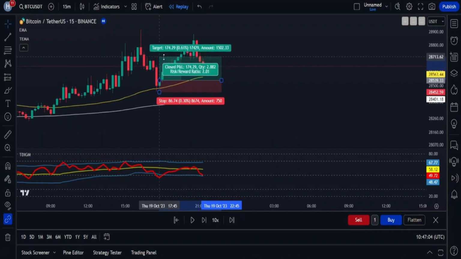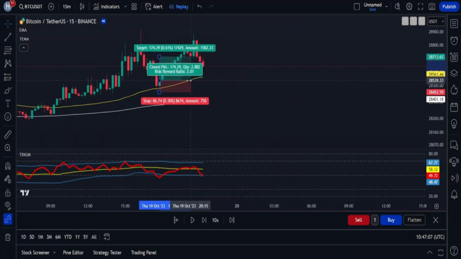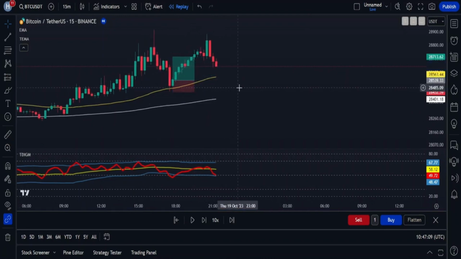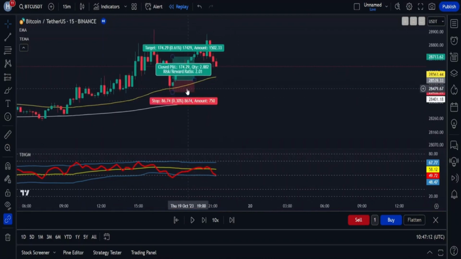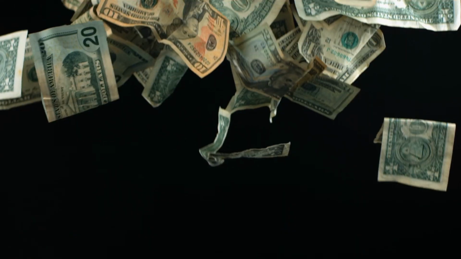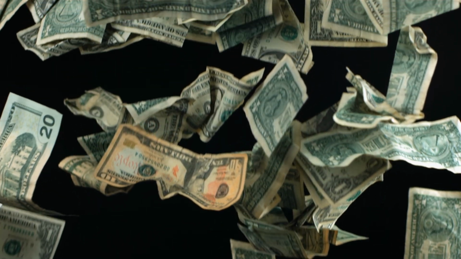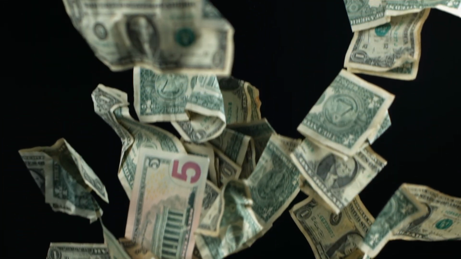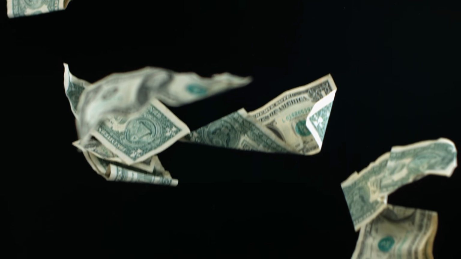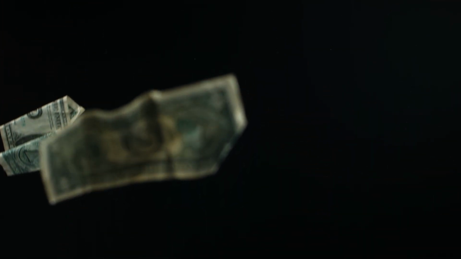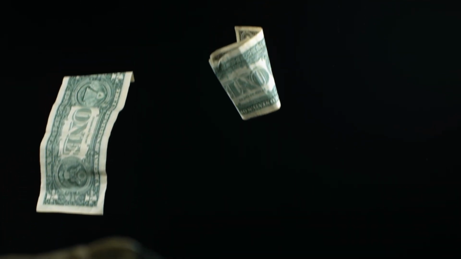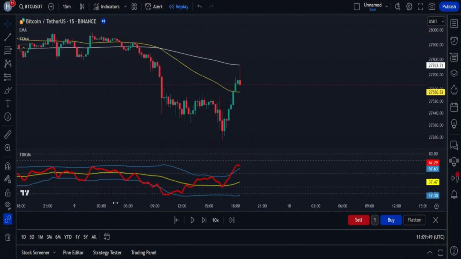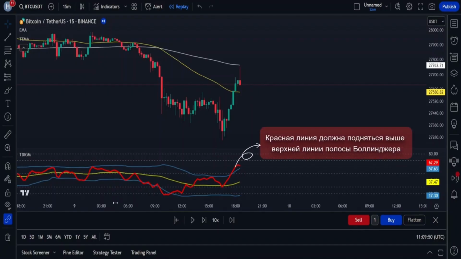And so in order to enter a sell position, you must fulfill the following conditions. Firstly, it is necessary that the red RSI line rises above the upper line of the Bollinger Band. This indicates that the market is overbought. And secondly, it is necessary that the price touches or rises above the triple exponential moving average and EMA, and then the price should go below the triple exponential moving average and regular moving average, which indicates a possible reversal.